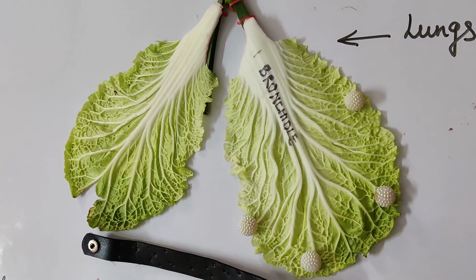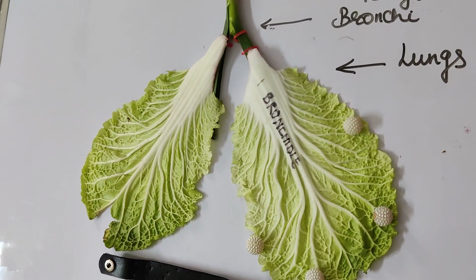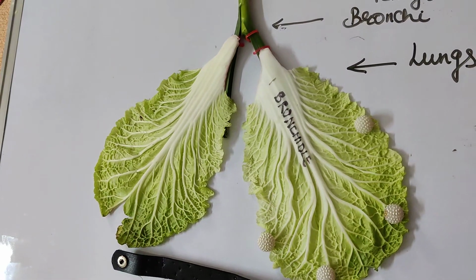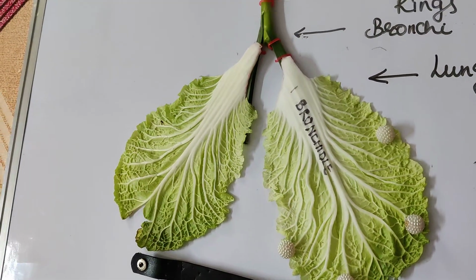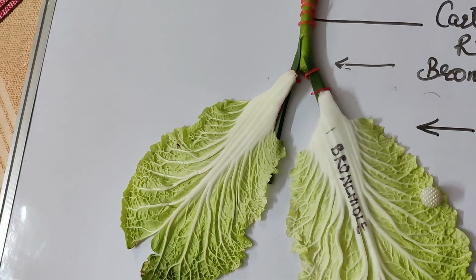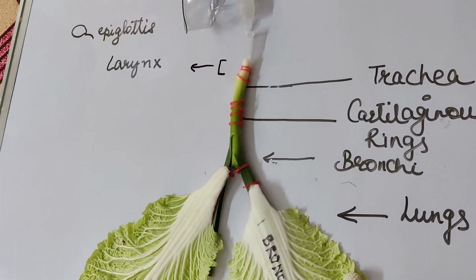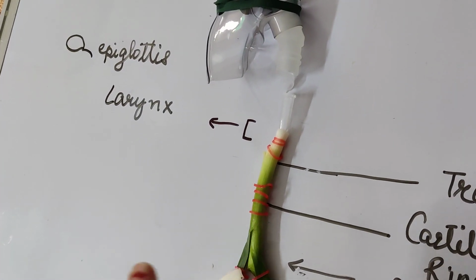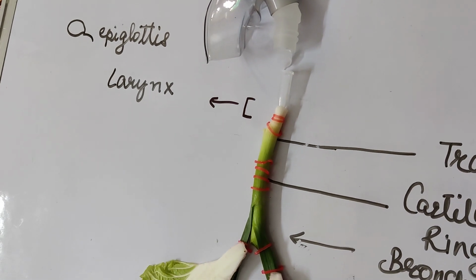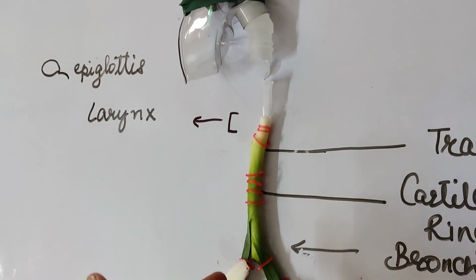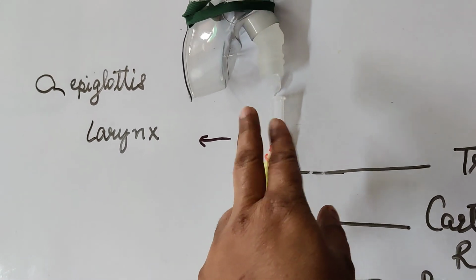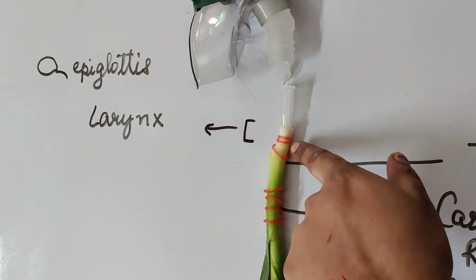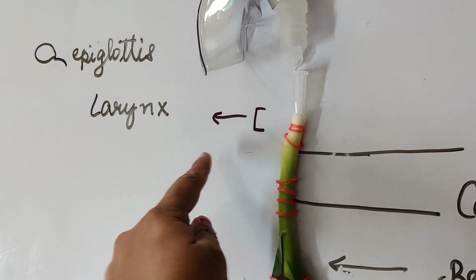The lettuce leaves will be taken as lungs. As you can see, the left and the right lung. So this is the left side, this is the right side. And very important, I have taken the rubber bands, to show you the C-shaped cartilaginous rings. Then this is a garlic stem. We have chopped down the garlic from the top portion. This white portion will be acting as a larynx.